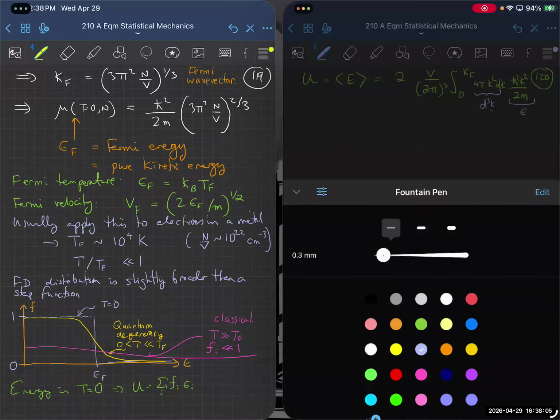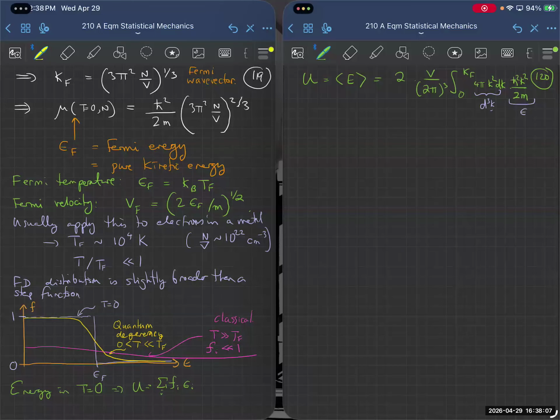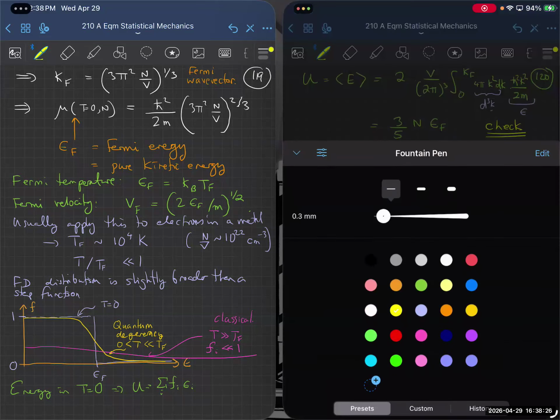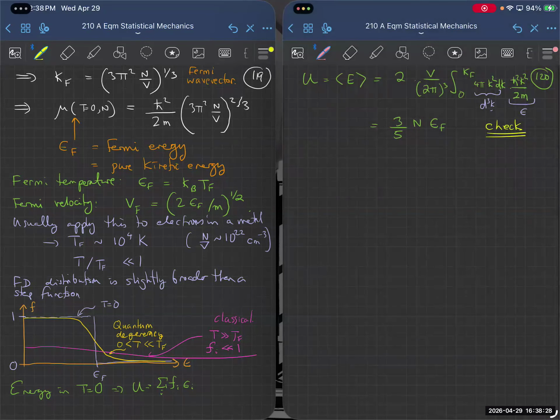And then if I do that integral, what I get is 3/5 times N, the number of particles, times the Fermi energy. And that's something that I recommend that you check so that you know where that comes from. Okay, so now let's ask what is the energy when we're slightly above 0 temperature.